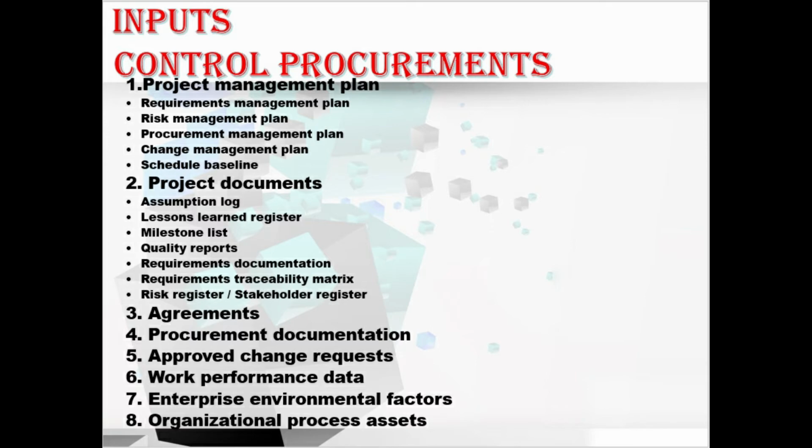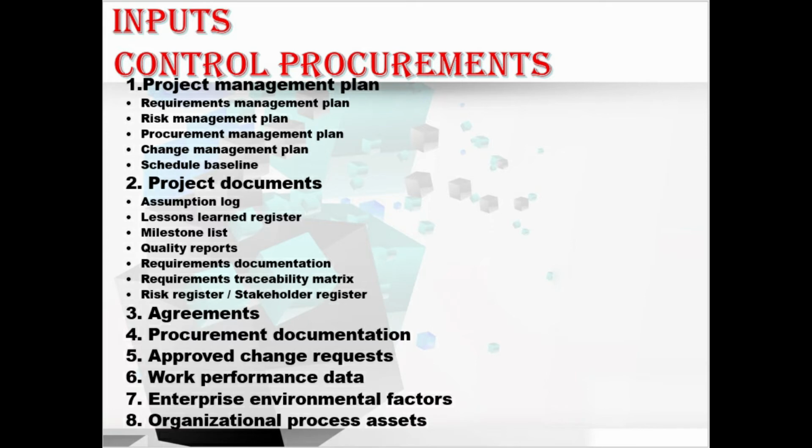We have the agreements. As we already learned about agreements in the conduct procurements, let me explain what is the role of agreements in this control procurements. The main agreements are the understandings between the parties, as I said, which includes the understanding of the duties of each party. The relevant agreements are reviewed here in this process to verify whether the terms and conditions are met or missed. So this is the role of the agreements here.